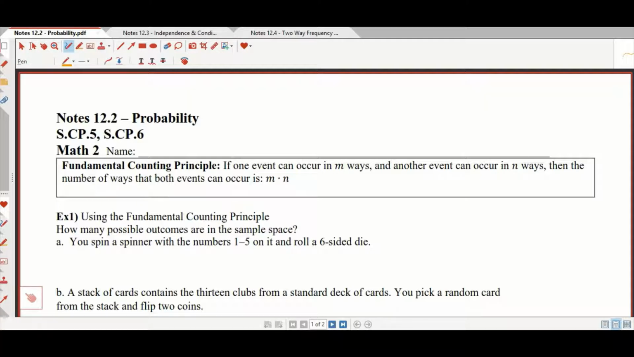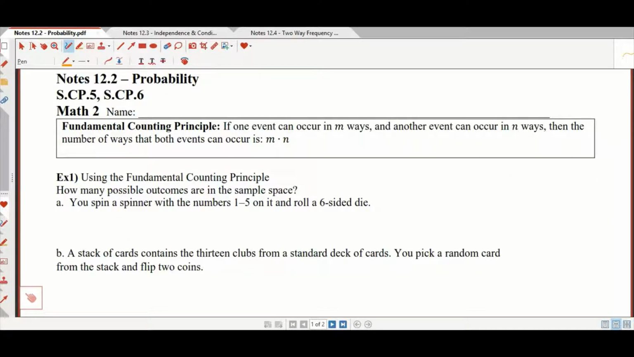Today we're going to be doing guided notes for section 12.2, probability, in our secondary math 2 class. So let's talk about the fundamental counting principle. That is, if there's one event that can occur in m ways, and another event can occur in n ways, the number of ways that both can occur is m times n.